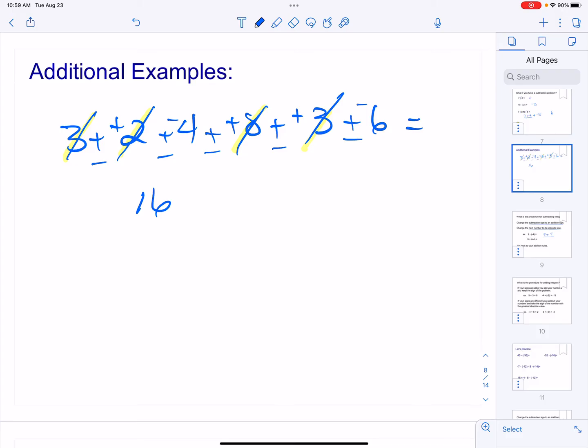I got a negative 4 and a negative 6, which is going to make negative 10. And it's all addition right now. So now I'm going to do one subtraction problem. I'm going to subtract my numbers. It's not going to be a subtraction problem, but that's what we do when our signs are different. So 16 take away 10 gives me 6. And what kind of a 6 is that going to be? It's going to be a positive 6 because the 16 is farthest from 0.